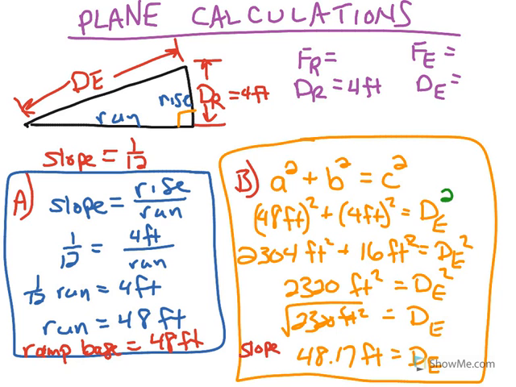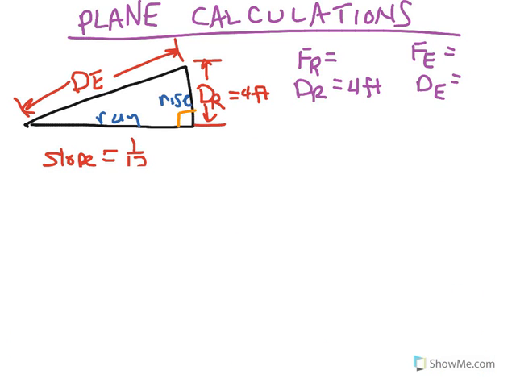Slope length: 48.17 feet. Let's add that to our picture and to our legend up here. Distance of the effort we said was 48.17 feet. And also put that in our picture. And we can proceed to the next question.